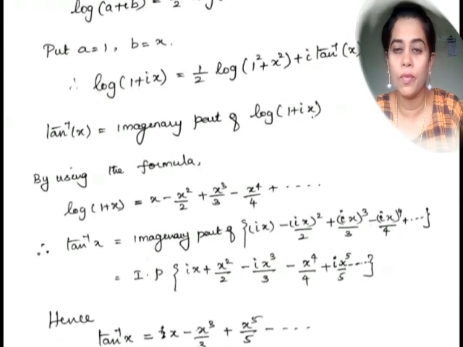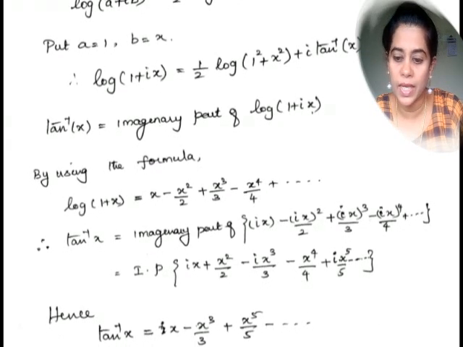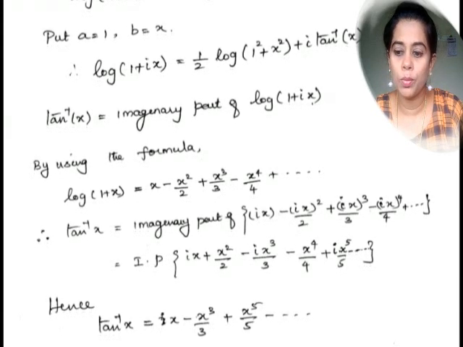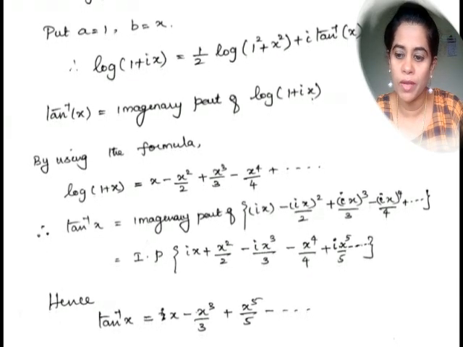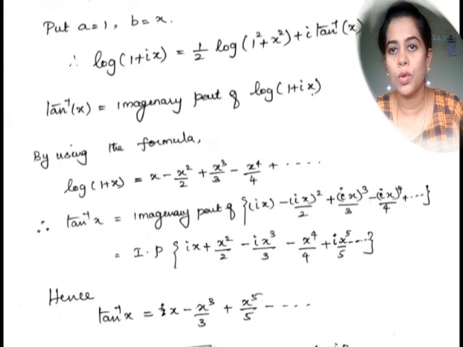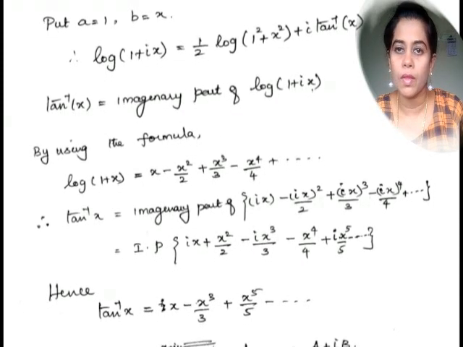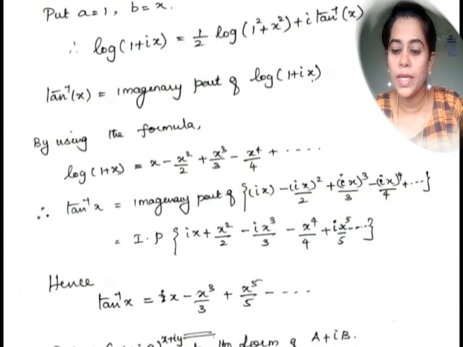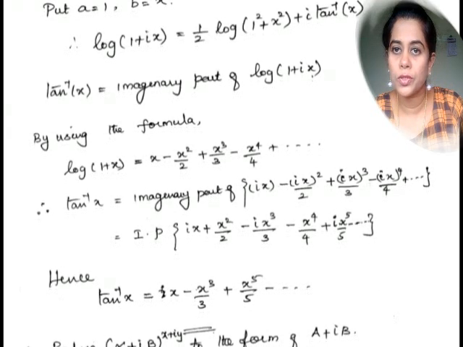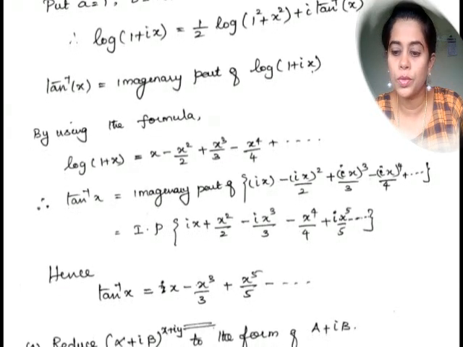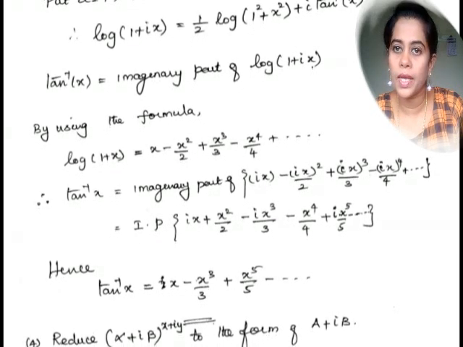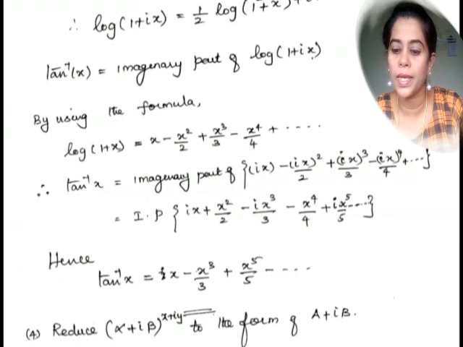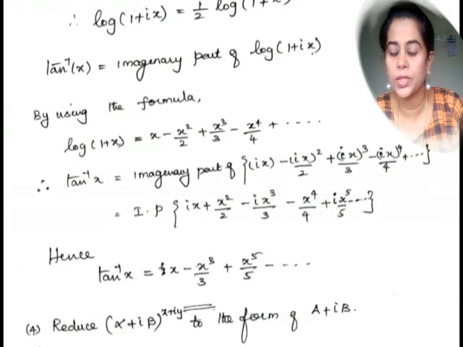of log(1 + ix), that can be written as ix − (ix)²/2 + (ix)³/3 − (ix)⁴/4 + (ix)⁵/5 etc. And this can be written as the imaginary part of ix − (ix)². i² is minus 1, so minus and minus plus x²/2, then plus (ix)³. i² is minus 1 into i, so therefore it is minus i x³, so minus i x³/3.